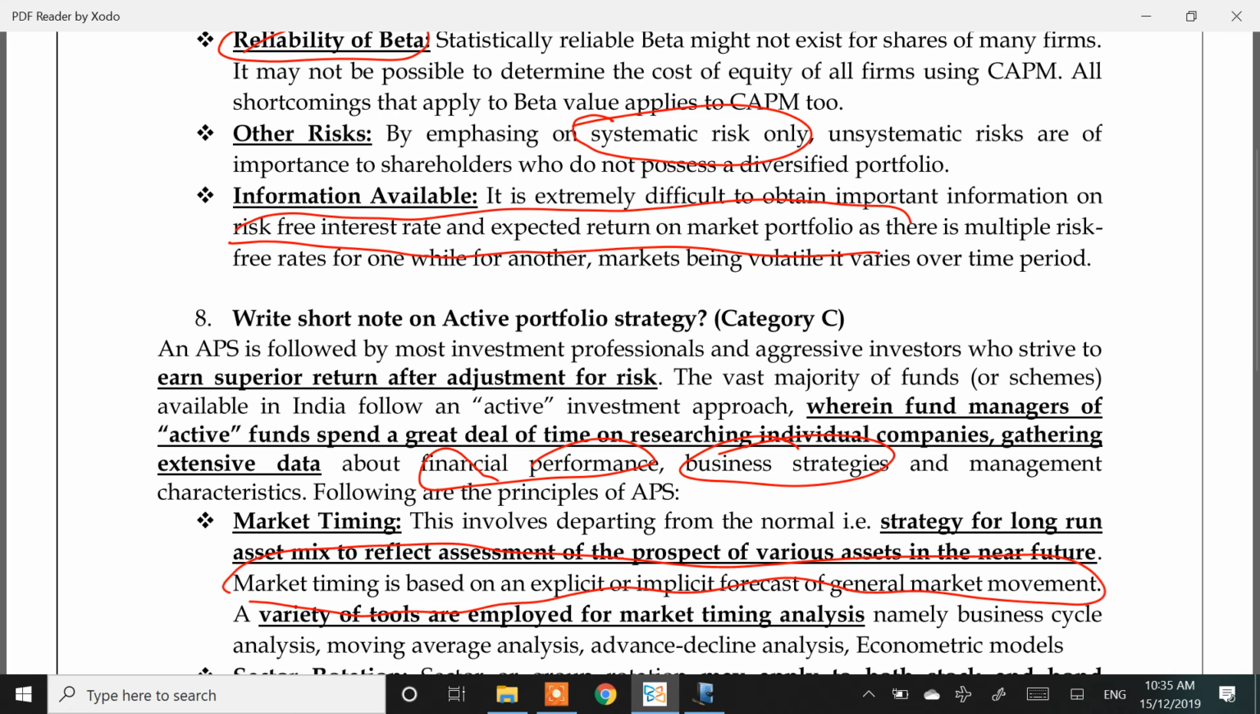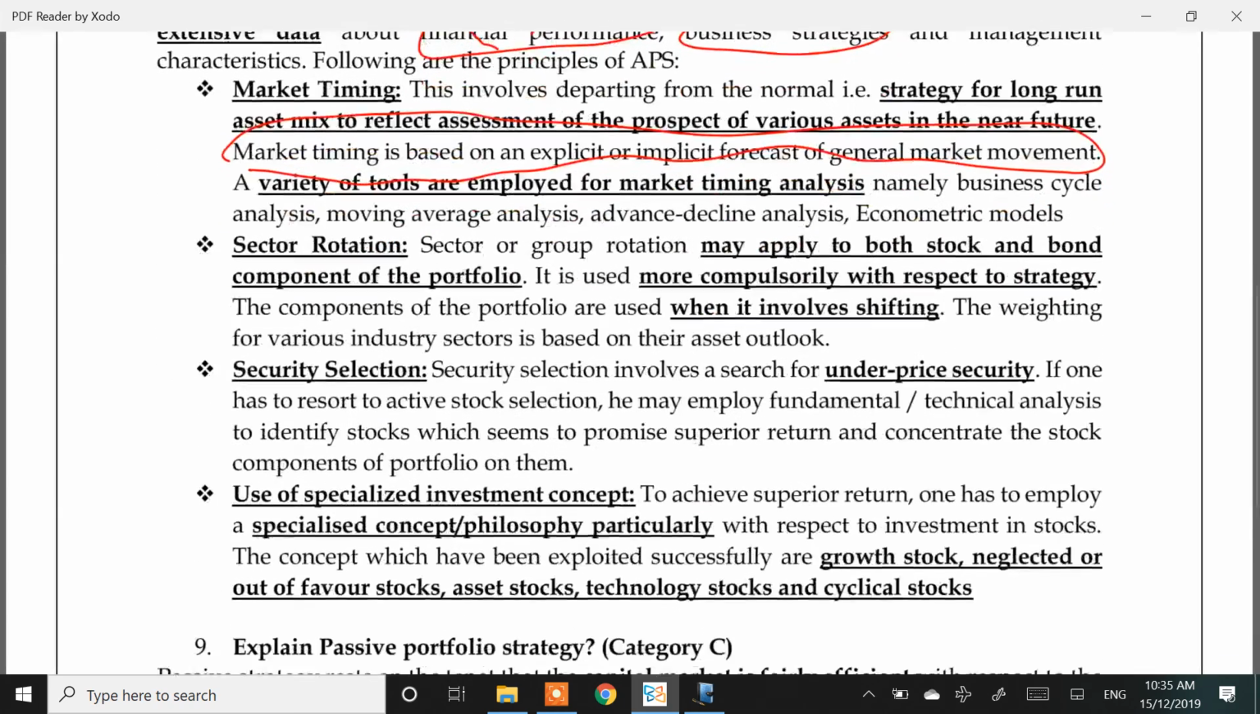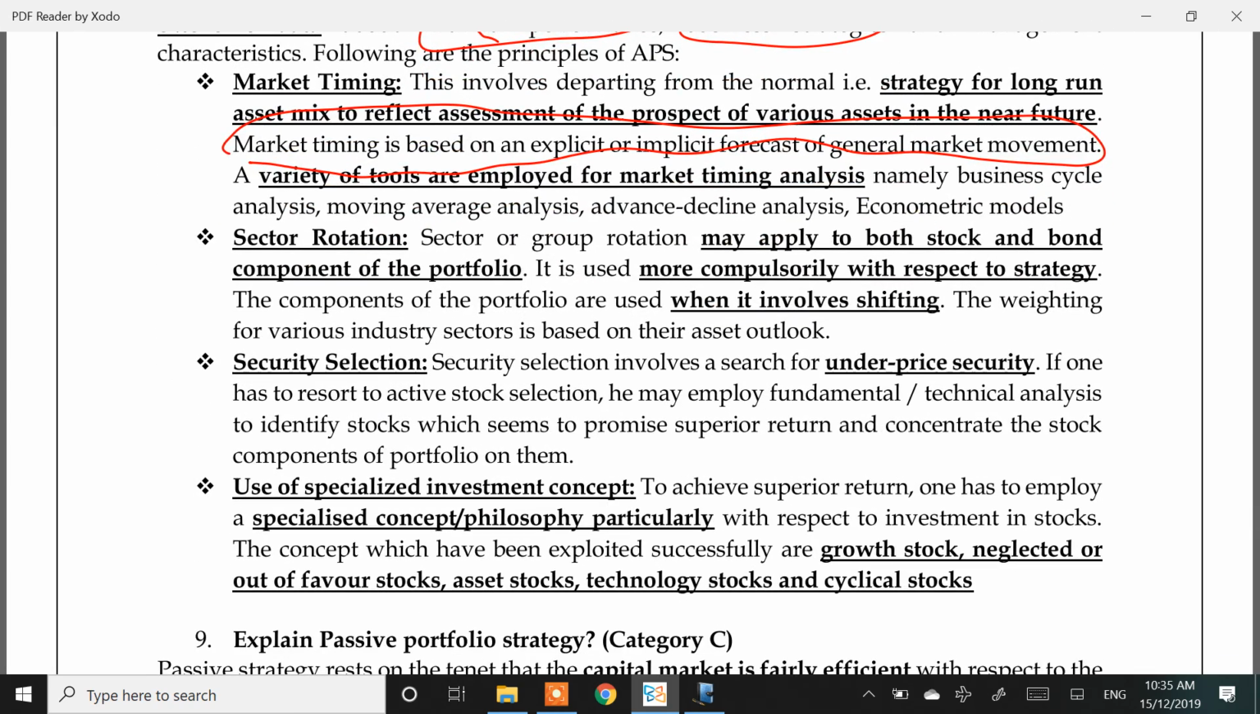Also, there will be something called a sector rotation or a security rotation. Sector rotation is where you will keep shifting from one sector to the other sector depending on whether the outlook of the sector is weak or not. It may apply to both the components of portfolio risk when it involves shifting. And similarly, you will do security rotation or security selection. So you will try to find some underpriced securities and try to buy them and sell your overpriced securities.